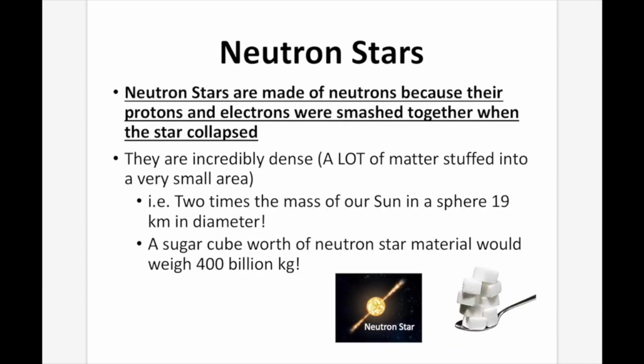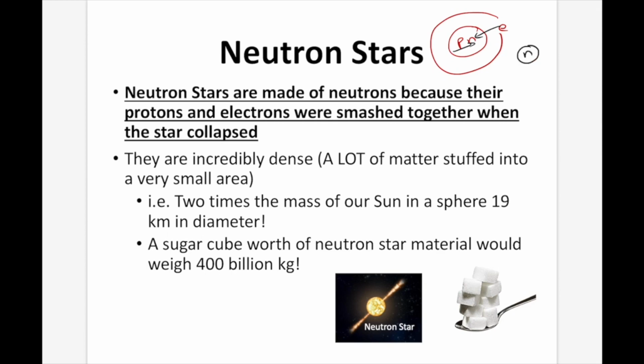Now, neutron stars are incredibly cool. As their name would imply, they're made of neutrons, because their protons and electrons were smashed together when the star collapsed. If you take a basic idea of what an atom looks like, you're going to have your protons and your neutrons inside the nucleus, and then you have your electrons on the outside. What happens when a high mass star dies is everything gets smashed together, and the only thing that's left in the end are just these neutrons where the nucleus used to be.